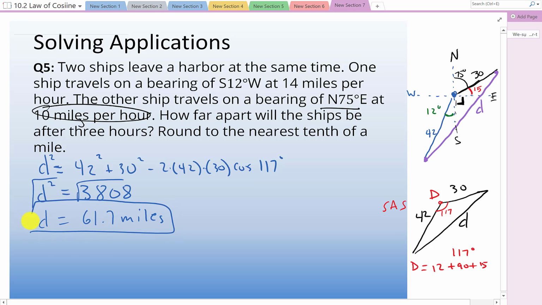So if one of the ships has to turn around or turn towards the other ship to help it out, they know they have to go 61.7 miles. So there you go. That is the whole lesson for 10.2 in a nutshell. The law of sines and the law of cosines. Practice lots of examples on this. There's some bookwork examples and some Newton examples. So study hard on these two.